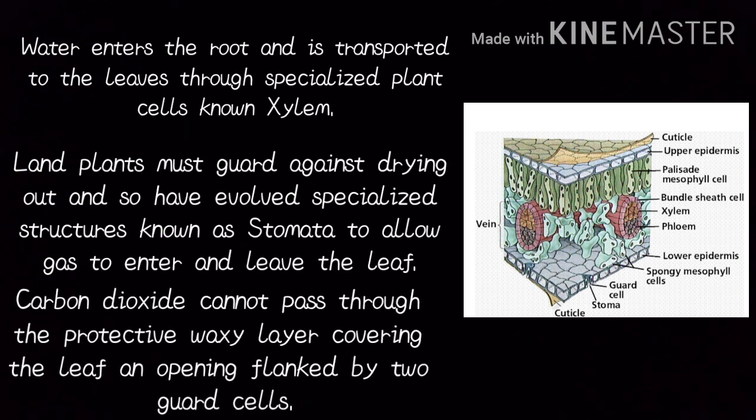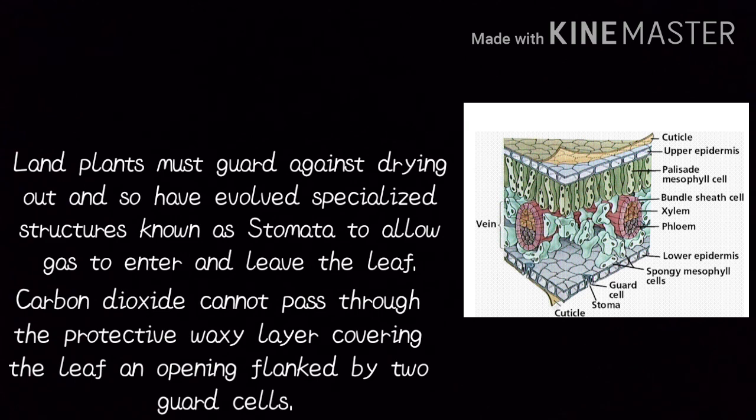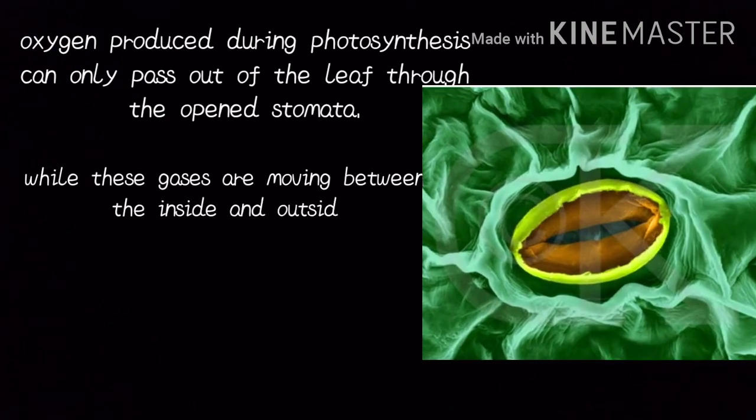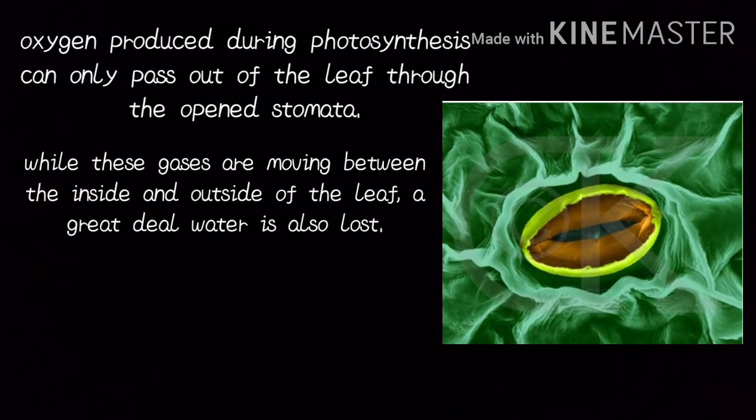Carbon dioxide cannot pass through the protective waxy layer covering the leaf, but it can enter the leaf through an opening flanked by two guard cells. Likewise, oxygen produced during photosynthesis can only pass out of the leaf through the opened stomata. Unfortunately for the plant, while these gases are moving between the inside and outside of the leaf, a great deal of water is also lost.